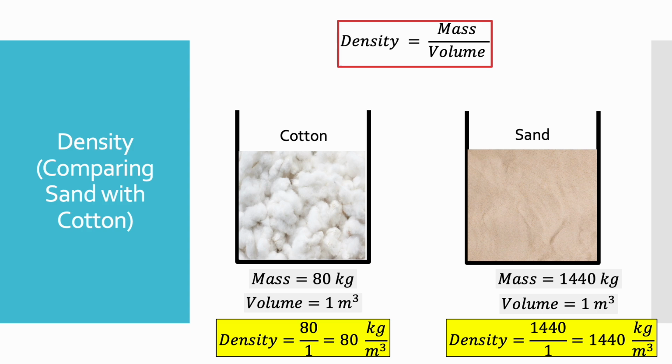So what do we notice? Cotton is much lighter and less dense. Its particles are loosely packed and there is more air in between. Sand, on the other hand, is made of tiny grains that fit together tightly, so it has a much higher density. Even though both materials occupy the same amount of space, sand has more mass, which means it is denser. So next time you pick up a bag of cotton and a bag of sand, remember, they may have the same volume, but density tells us how much stuff is actually packed inside.